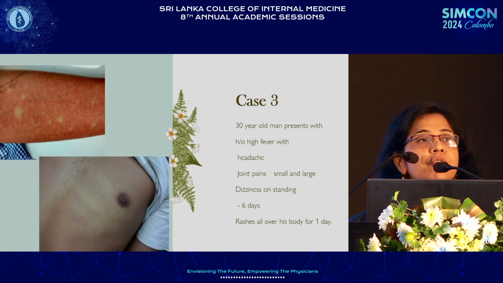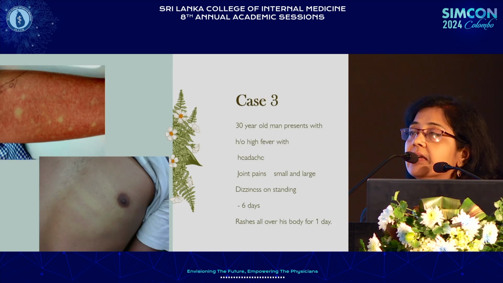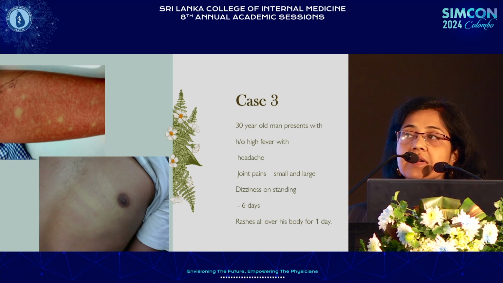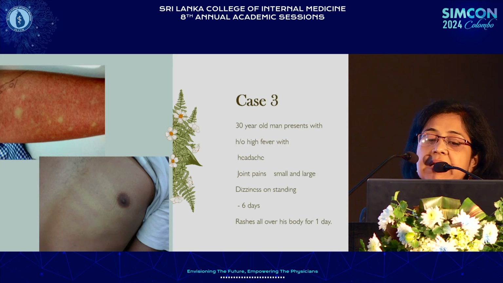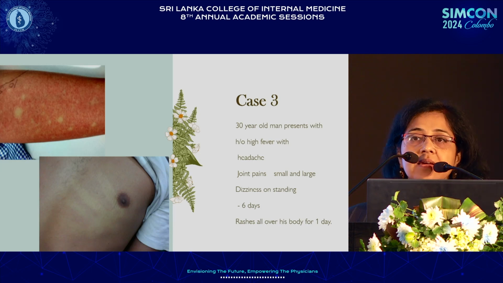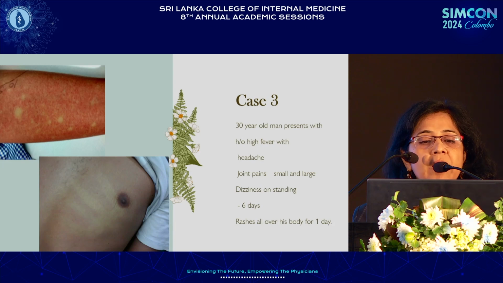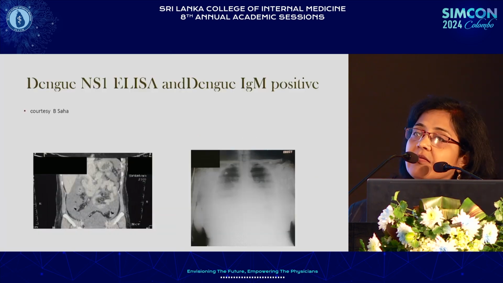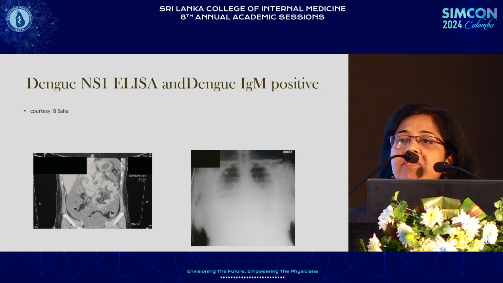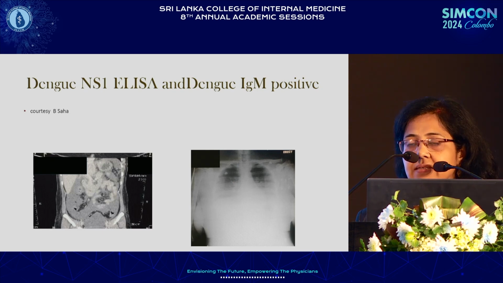In view of this, I would like to share with you a third case. This is a 30-year-old man who presents with high fever, headache, and joint pains involving both the small and large joints. The patient also had dizziness on standing and developed rashes all over the body on the 6th day. The photographs shown here are the rashes that developed in this patient. Well, I think you have guessed what he was suffering from. He was suffering from dengue. And he also developed effusions and ascites later on.